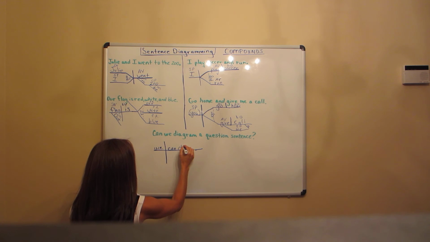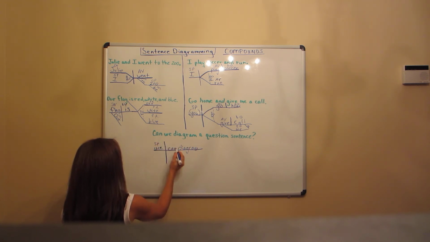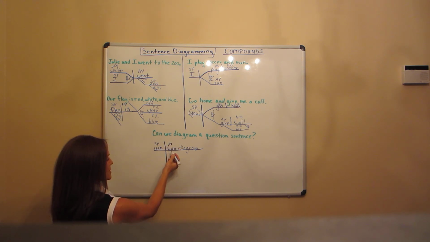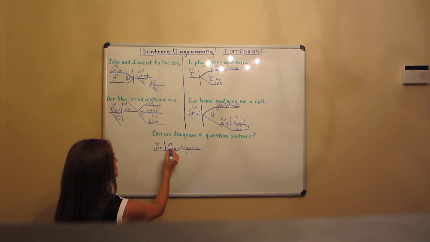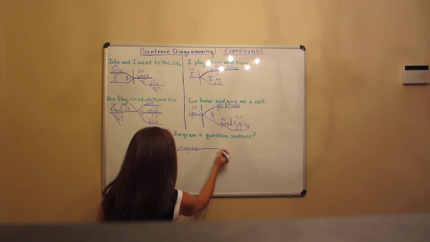We can diagram. We is your subject pronoun. Can diagram, I already messed up. Stay true to the capitalization, Miss Hampson, so it's a capital C because it's the first word in the sentence. We can diagram. We can diagram what?